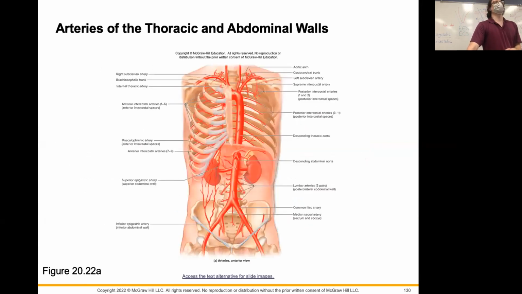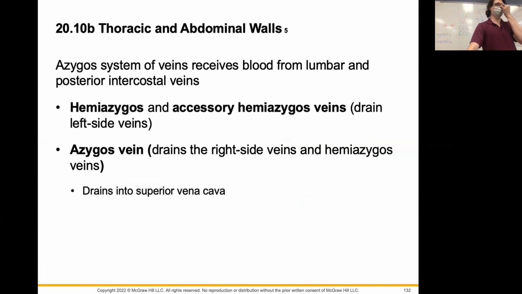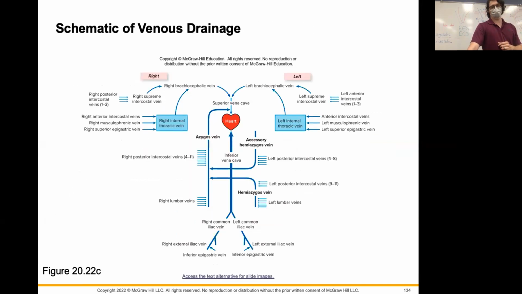So we can see some more arteries here. This is basically just y'all looking at some stuff, unfortunately. We have some great pathways written down. I've also included a couple of pathway worksheets in the Blackboard section for learning this stuff.